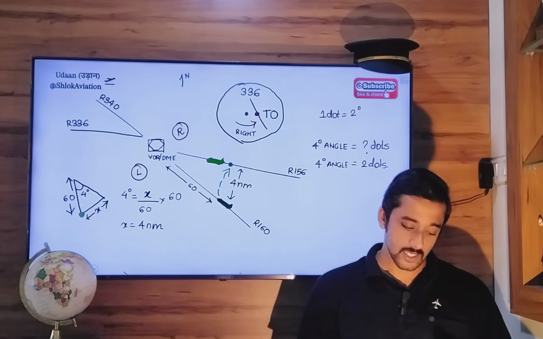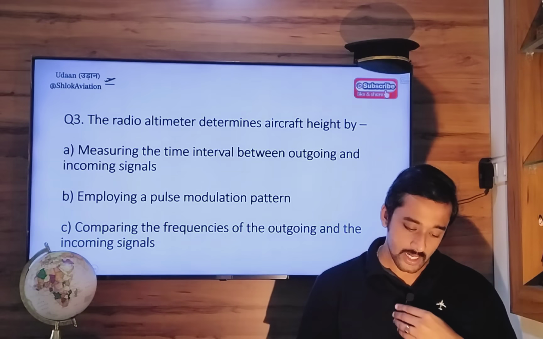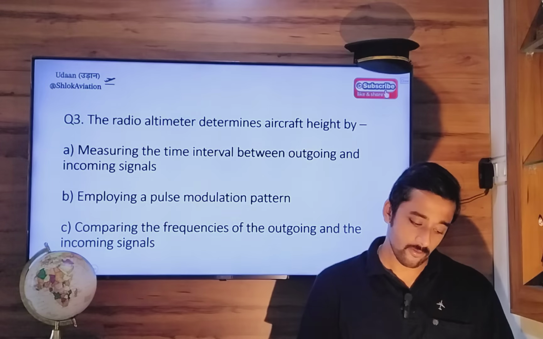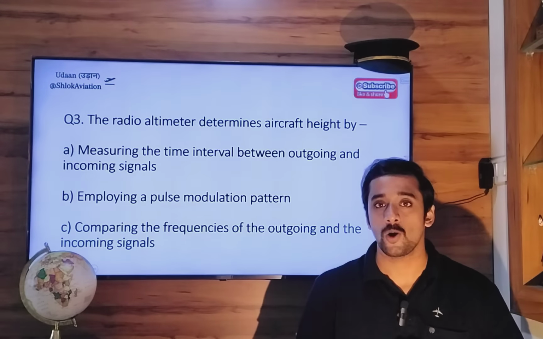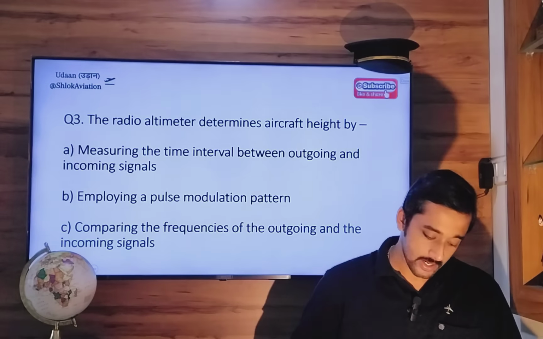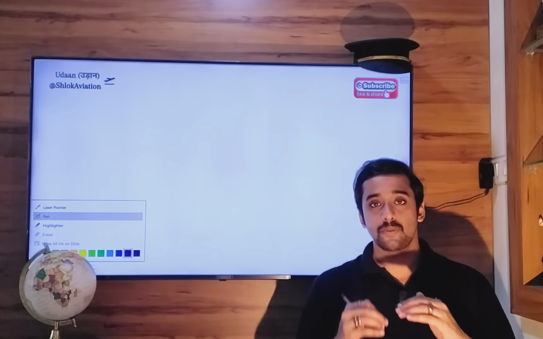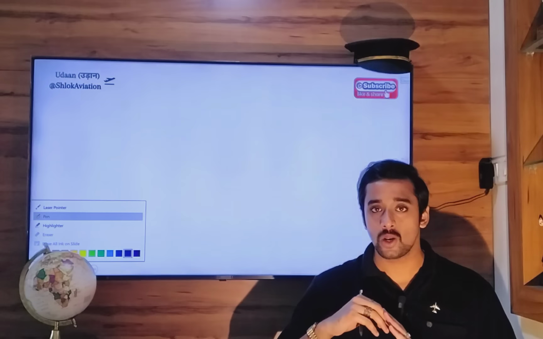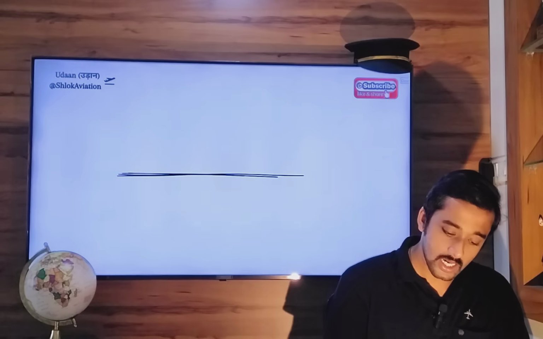Important question, practice this many times. Question 3. Radio altimeter determines aircraft height by what? So you must understand the principle of operation of your radio altimeter. The radio altimeter shows the height of the aircraft with respect to the ground directly below it. Okay, so let's say this is your ground surface. Here is your aircraft.